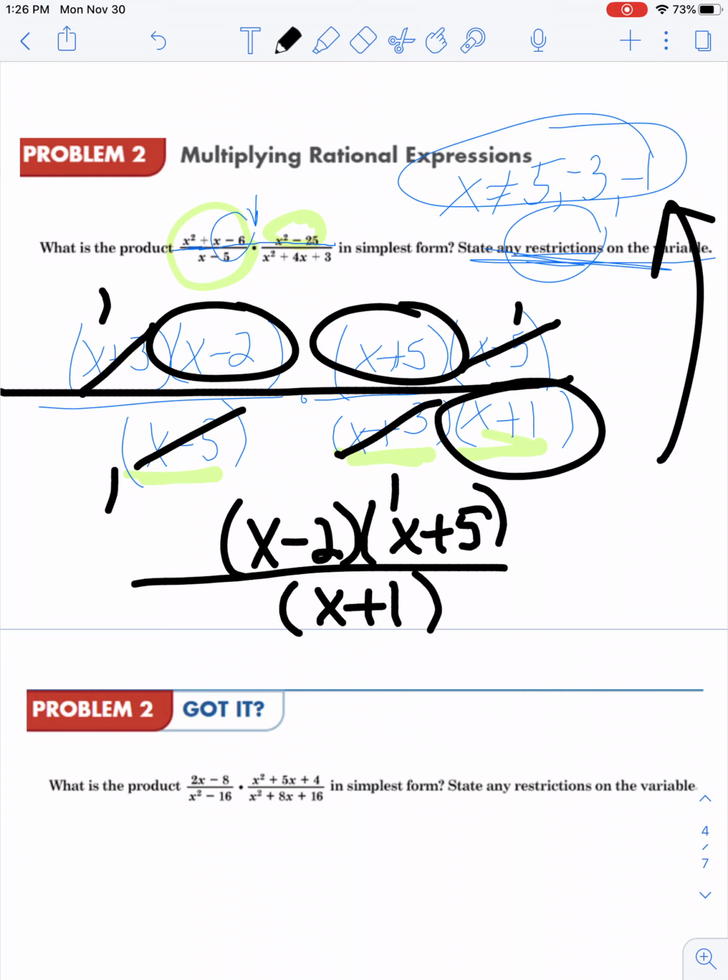Now please note, if you did your restrictions at this point, you would only have one restriction. Because you did it at the start, you've got 3 restrictions. X cannot equal 5, -3, or -1. You would have lost the 5 and the -3 if you'd waited till the very end. So you've got to find your restrictions before you totally simplify, or go back to the very beginning like we did on the single term.